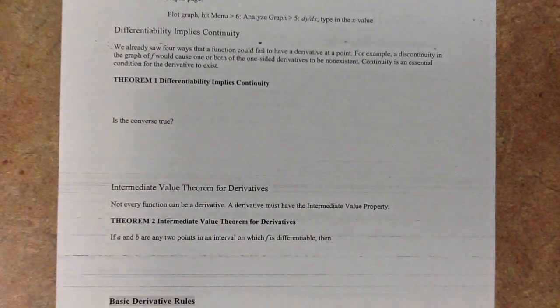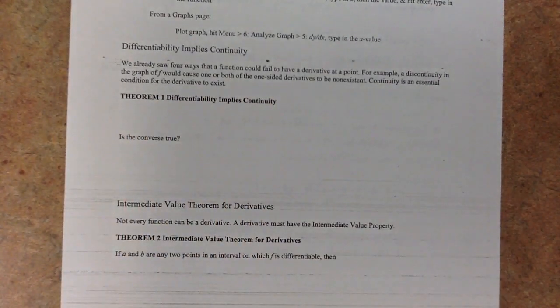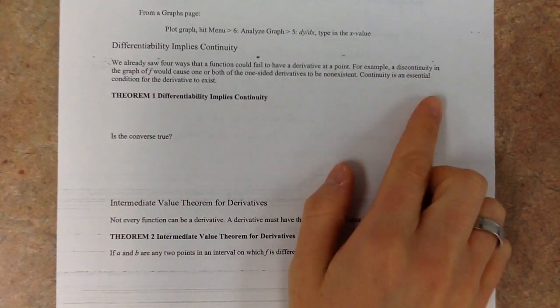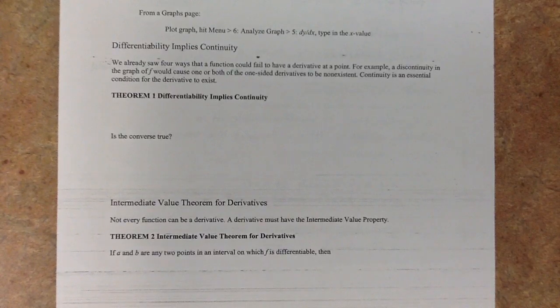And we talked very briefly about it when we saw an AP problem that told you that a function was differentiable. And I was like, don't worry about it now, but it means it's continuous. So we've got 4 ways that a function could fail to have a derivative, and a discontinuity was one of the examples. So this last sentence is very important. Continuity is an essential condition for the derivative to exist. All right, so if it's not continuous, then it can't possibly be differentiable.